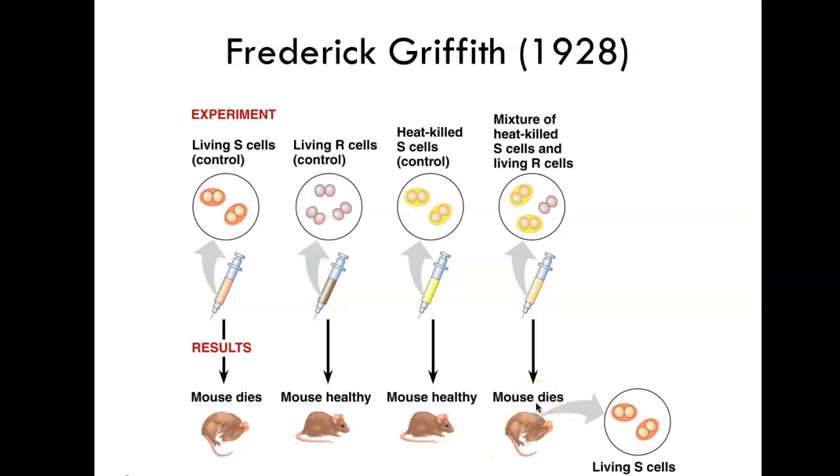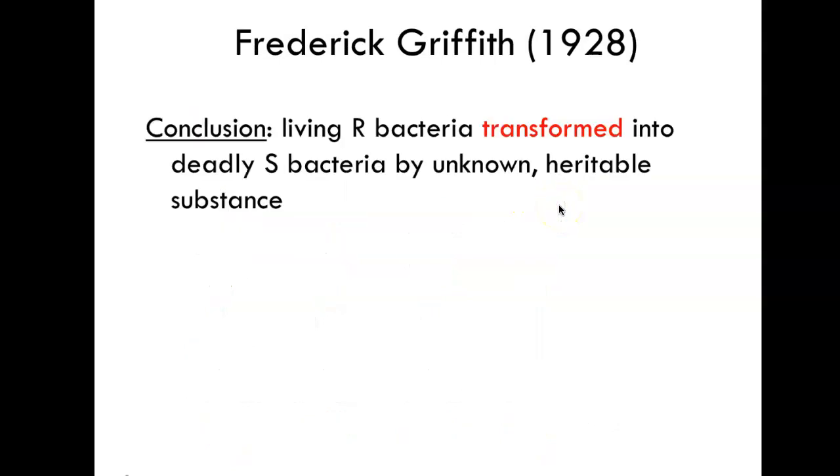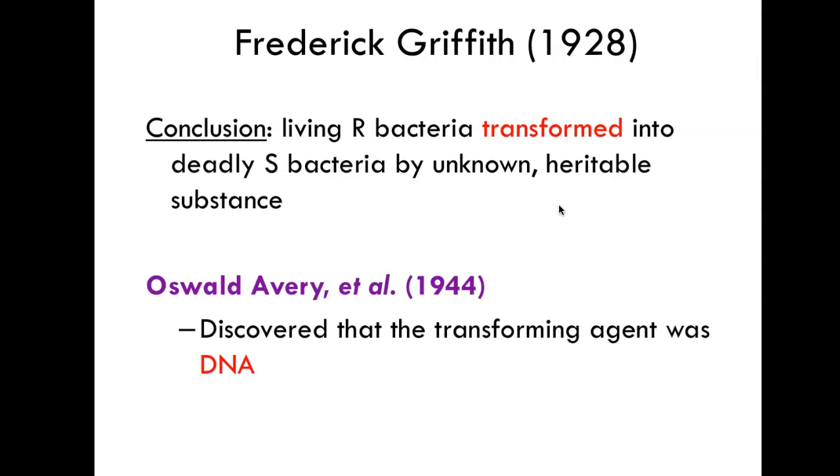And so the conclusion was that even though this pathogenic bacteria is dead, there's something from it that transformed the living bacteria into something that was pathogenic. So living R bacteria was transformed into deadly S bacteria by an unknown heritable substance. And then Oswald Avery in 1944 discovered that transforming agent was DNA. So that is the Frederick Griffith experiment. If you need a pause, go ahead and pause.